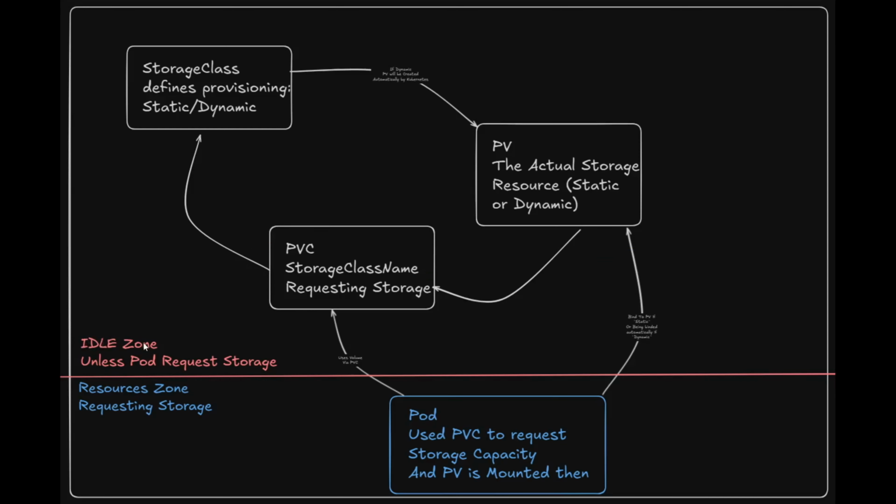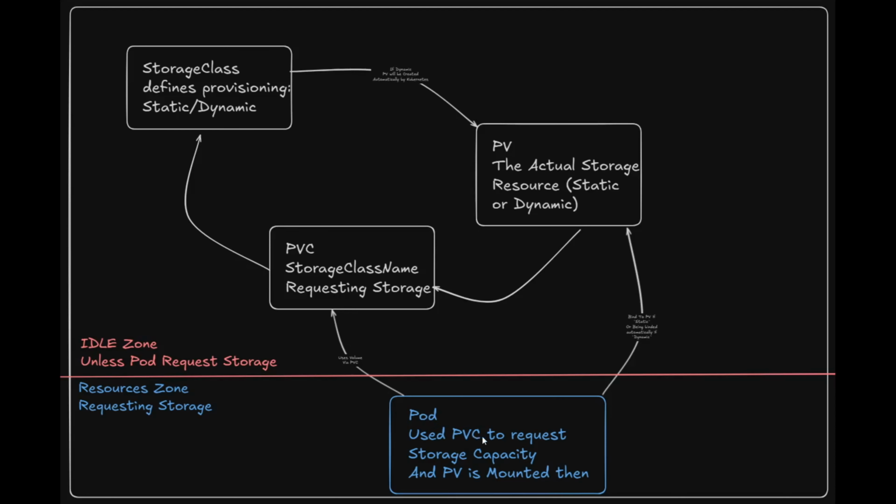A higher level view, just a little explanation. The top part is the ideal zone. Unless a pod is requested, nothing happens. The resources, the pod downstairs, is going to be requesting those. So we have a storage class defining the provisioning, static or dynamic, and the PVC, persistent volume claim, where the storage class name would be referenced, and the storage required.